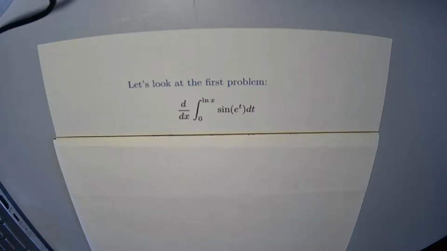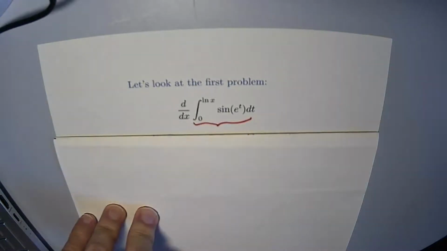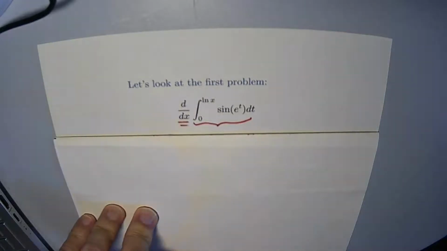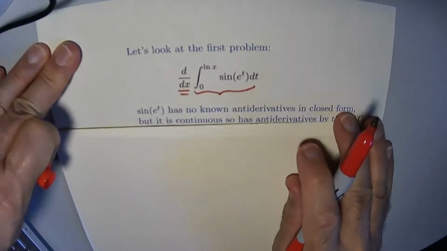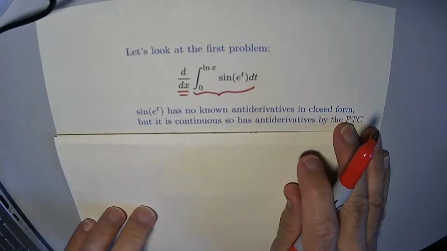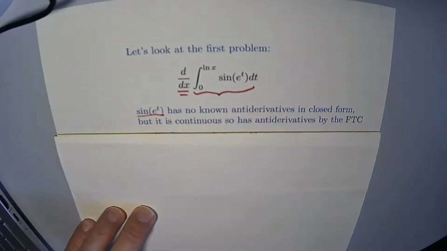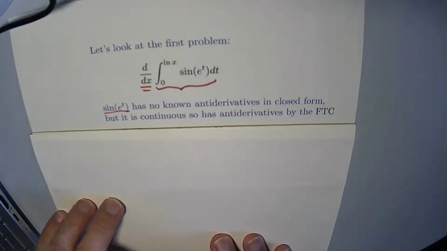The obvious thing may seem to be to take this integral first, get an answer with x in it, and then take the derivative of that answer to get the final answer. The problem with this direct method is the function inside the integral, sine of e to the t, has no known antiderivative in closed form, so we cannot get a direct answer like that.